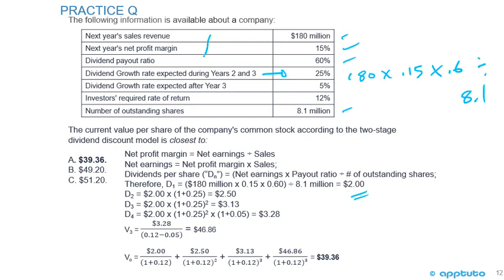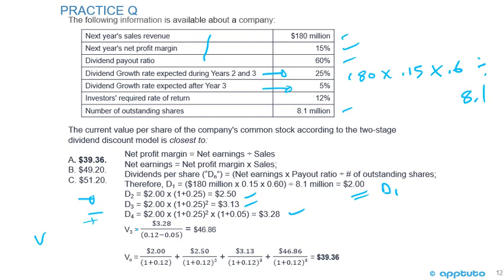And by the way, this says next year's sales revenue, next year's profit margin. So that is the D1, okay? So when we get that $2, that is the D1. Then it says during years 2 and 3, we're going to grow it by 25%. So you can see D2, $2 times 1.25, 2.50. D3, $2 times 1.25 to the power of 2, 3.13. And then after that, it's going to go to 5%. So it's going to be $2 times 1.25 times 1.25 times 1.05 gives us $3.28. Okay, so that's our D4.